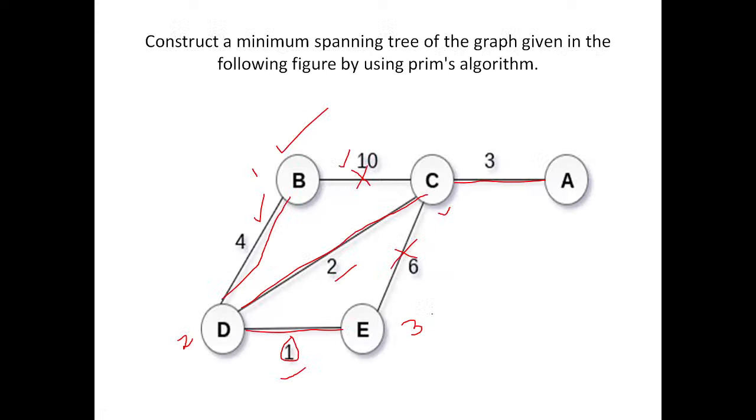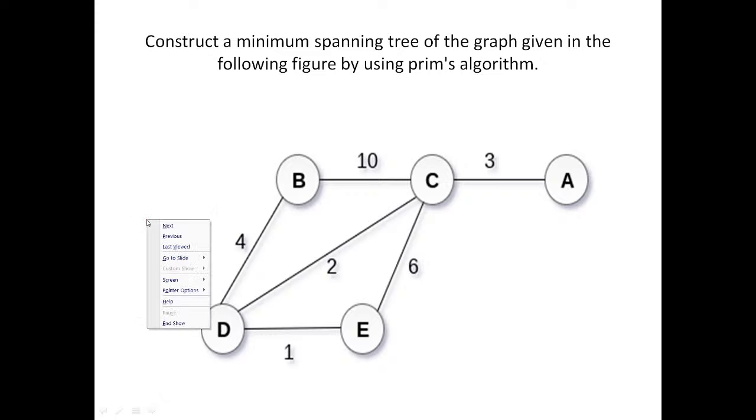I am repeating once more so that you can understand it clearly. Again, I am repeating by discarding all the colors. Very easy. Nothing is very complicated over here. Start with any vertex. I am starting with B. You can start with any vertex. So, this is our first vertex.